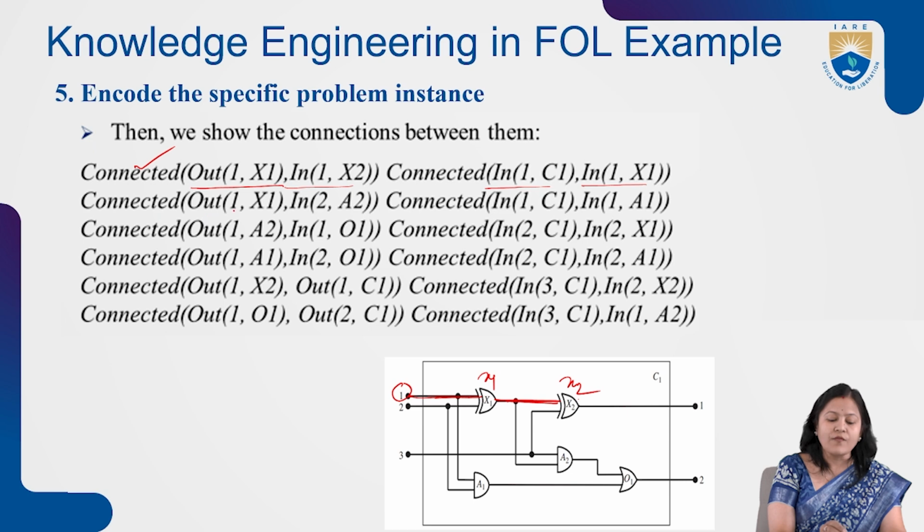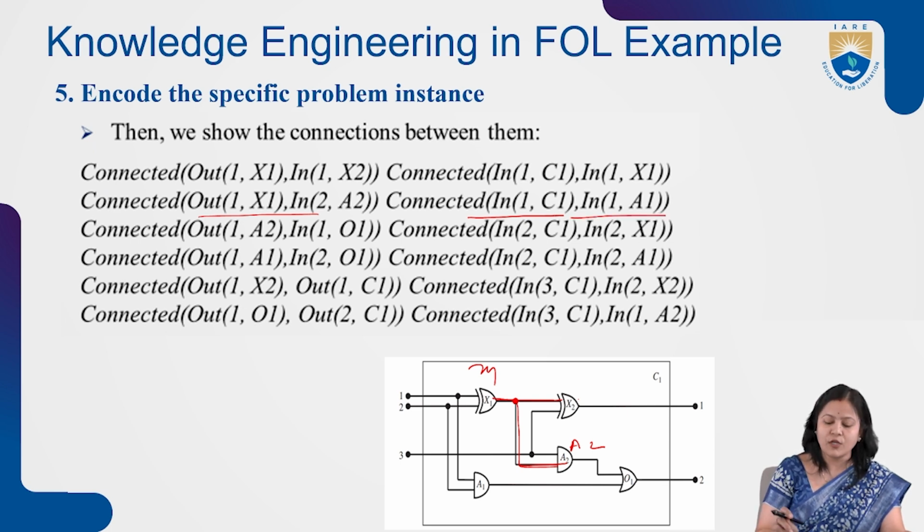Third one, first output of x1 and second input of a2. What is the first output of x1? This is the first output of x1. Let me erase so that you can understand. For this statement, it is given that the first output of x1 and the second input to a2 are connected. Where is a2? This is our a2, this is our x1. So the second input means from here one connection is given here. So this is the second input to a2, both are connected. With this joint, it is connected. Similarly, first input of c1 and first input of a1, both are connected.